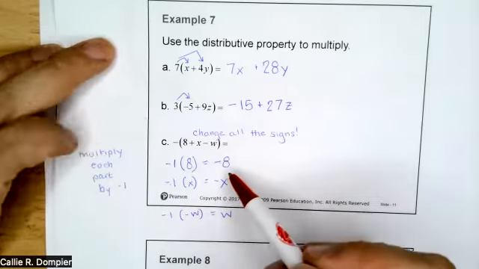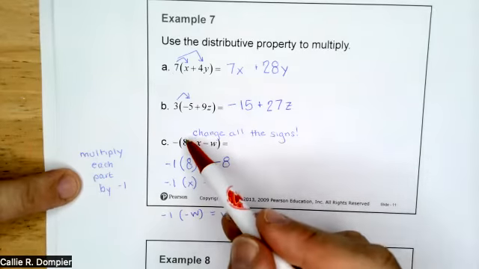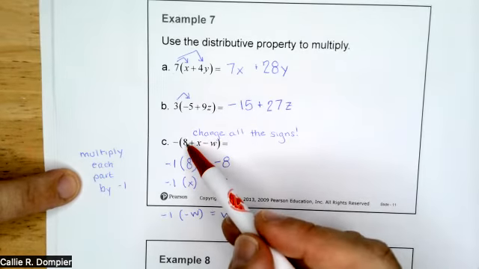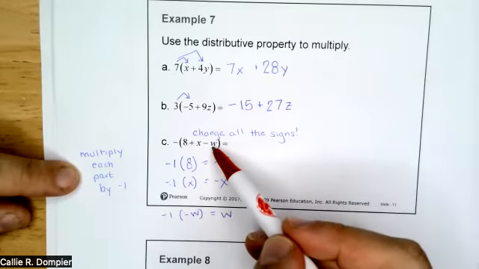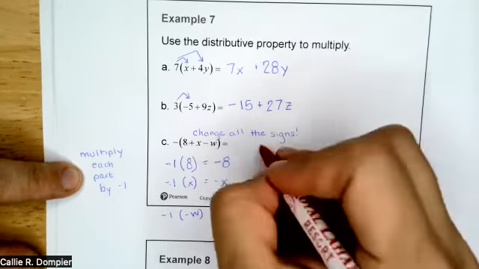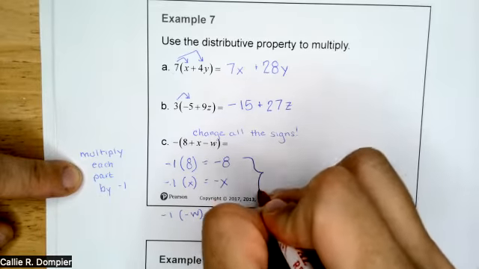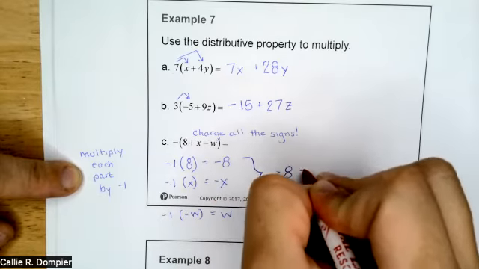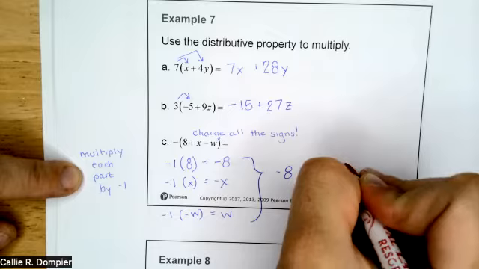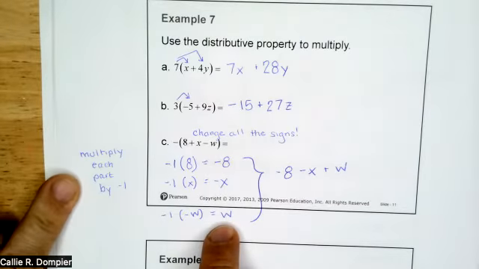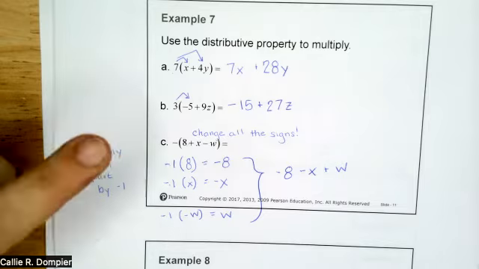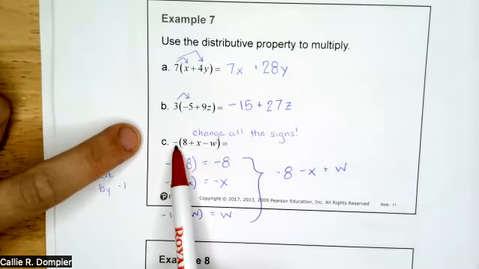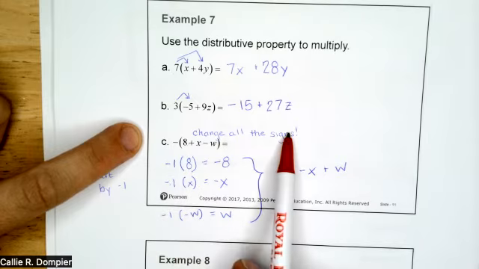So you can see that multiplying by negative 1 is the same as changing all the signs. The positive 8 became a negative 8, the positive x became a negative x, and the negative w became a positive w. So we just put them back together. Negative 8 minus x plus w. Plus w because there was no minus sign in front of it. We're combining all of them. So whenever you see a subtraction, even if it's a subtraction right here, it's a negative, right? But if it was a subtraction, change all the signs.